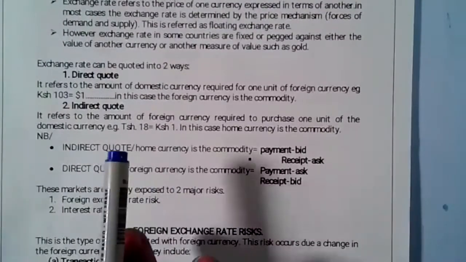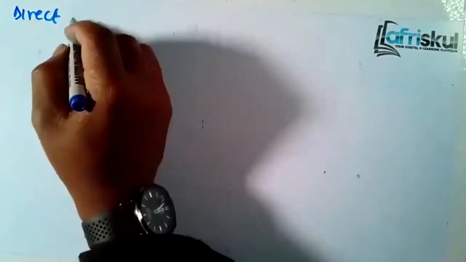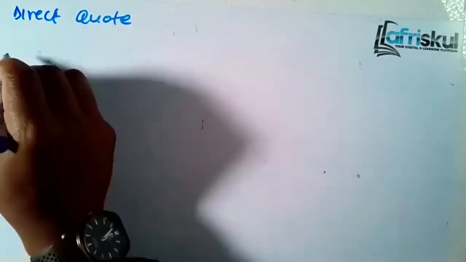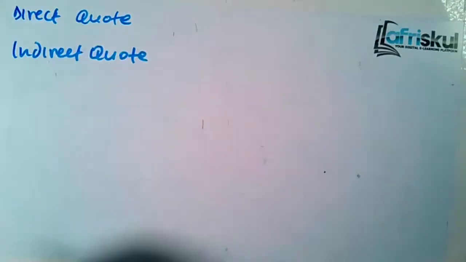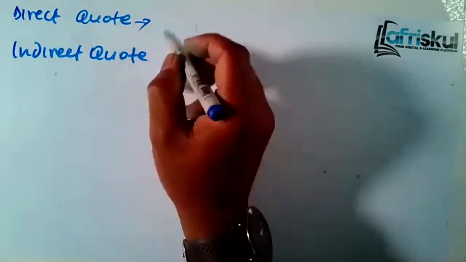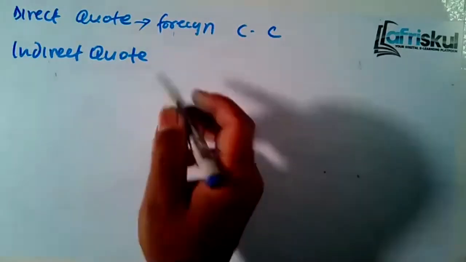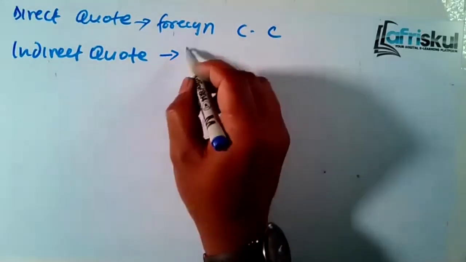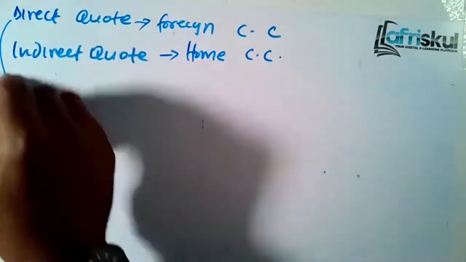So remember we said that we have the direct quote and we have the indirect quote. For the direct quote, we said that the foreign currency is the commodity. For the indirect quote, the home currency is the commodity. Now let's start with the direct quote.